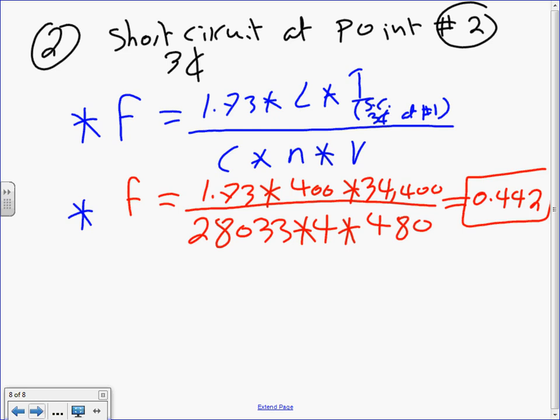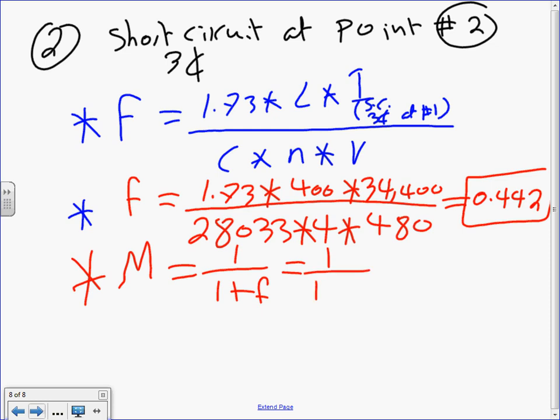So let's go to the M factor. The M factor equals 1 over 1 plus the F factor. So that's easy. 1 over 1 plus 0.442. I need 2 people to give me the answer for the M factor, please. 69%. How much? Second? Do I have a second? Yep. Okay. Did you guys see it now?